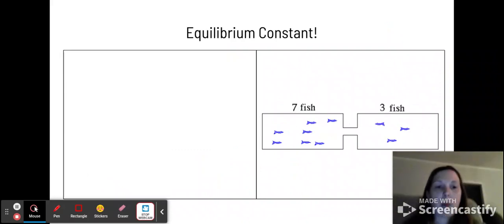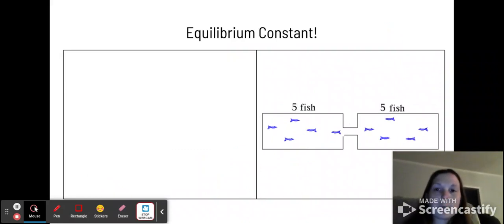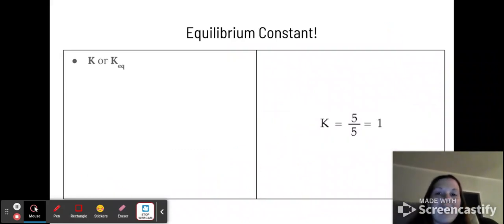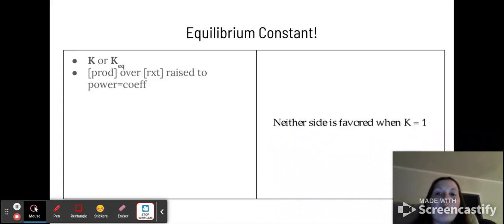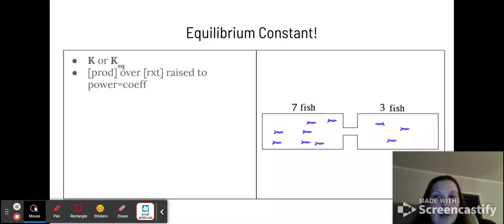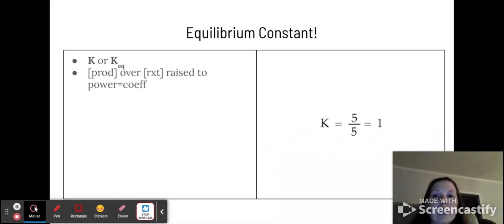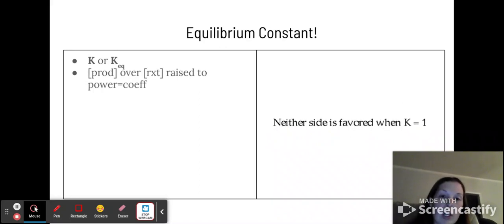So now let's talk about equilibrium constants. So this is known as K or KEQ. Both are the same thing. And we look at this as the concentration of products over the concentration of reactants raised to powers equal to their coefficient. So you need a balanced chemical equation here.